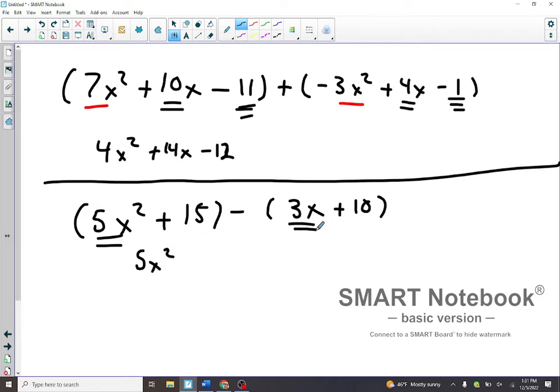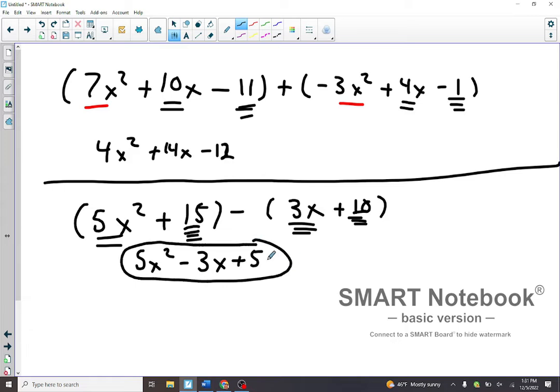I'll do 3x first. So 3x here has nothing in common. So it's 0 minus 3x. So this should become a negative 3x. And then 15 minus positive 10 is going to be plus 5.